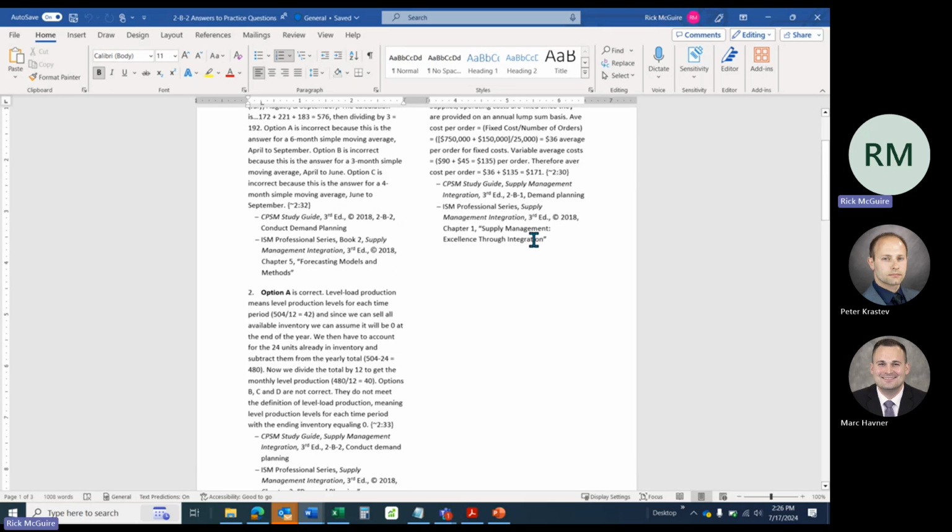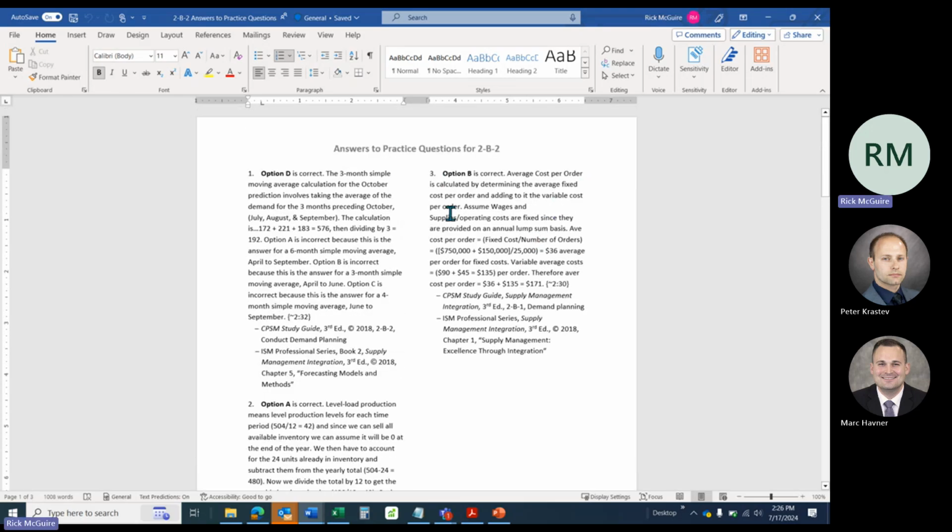3 is Bravo. Average cost per order is calculated by determining you have to divide by 25,000 the fixed costs that are given in annual. And that gives you $36. And then you add that to the per unit costs that they give, and put 135.